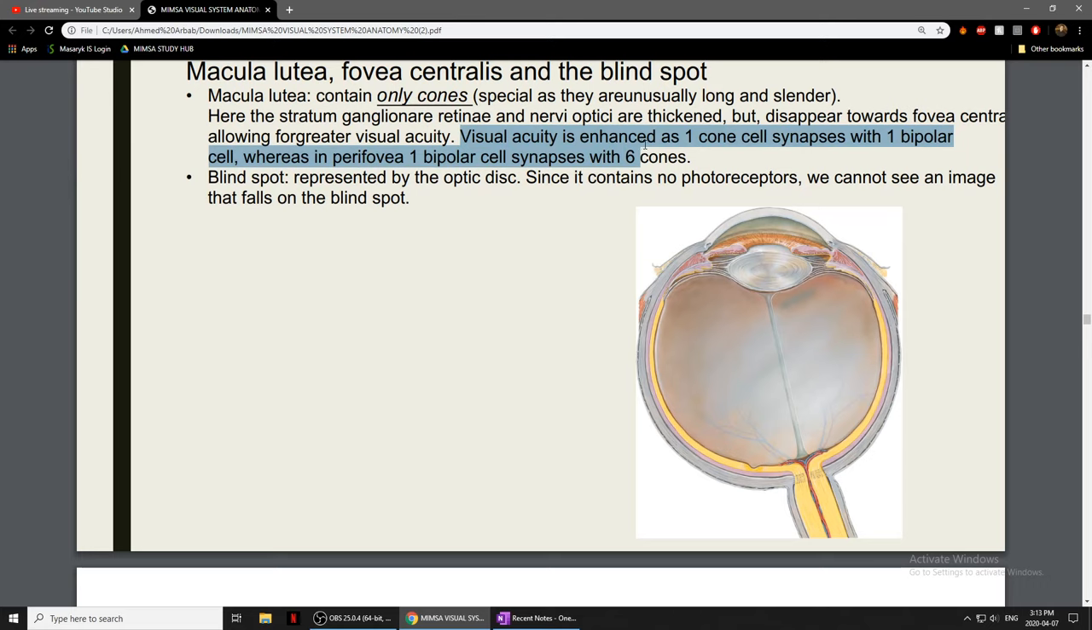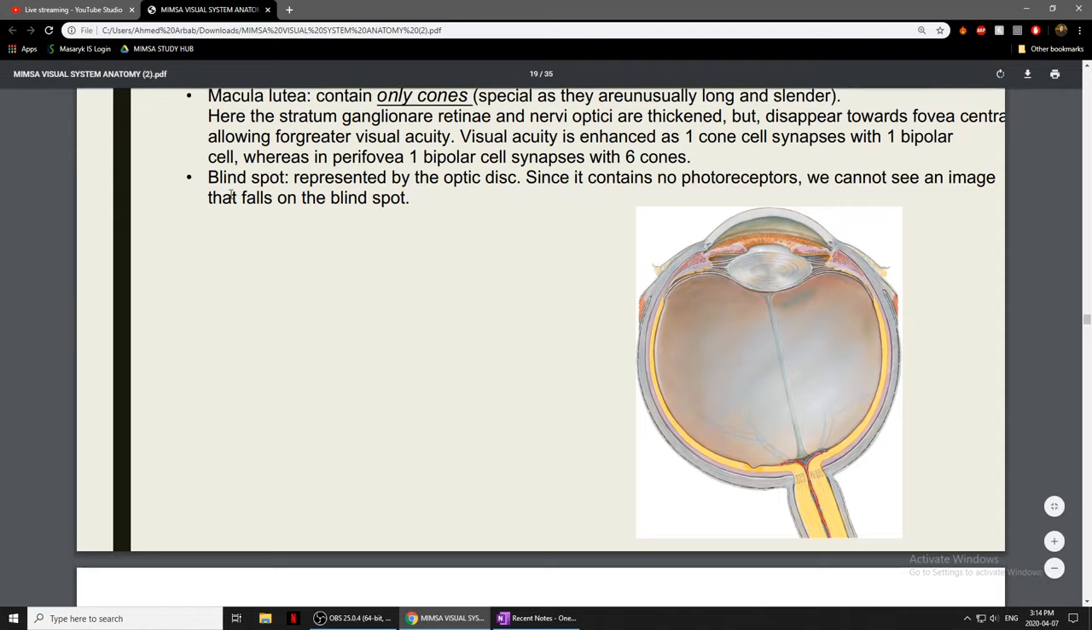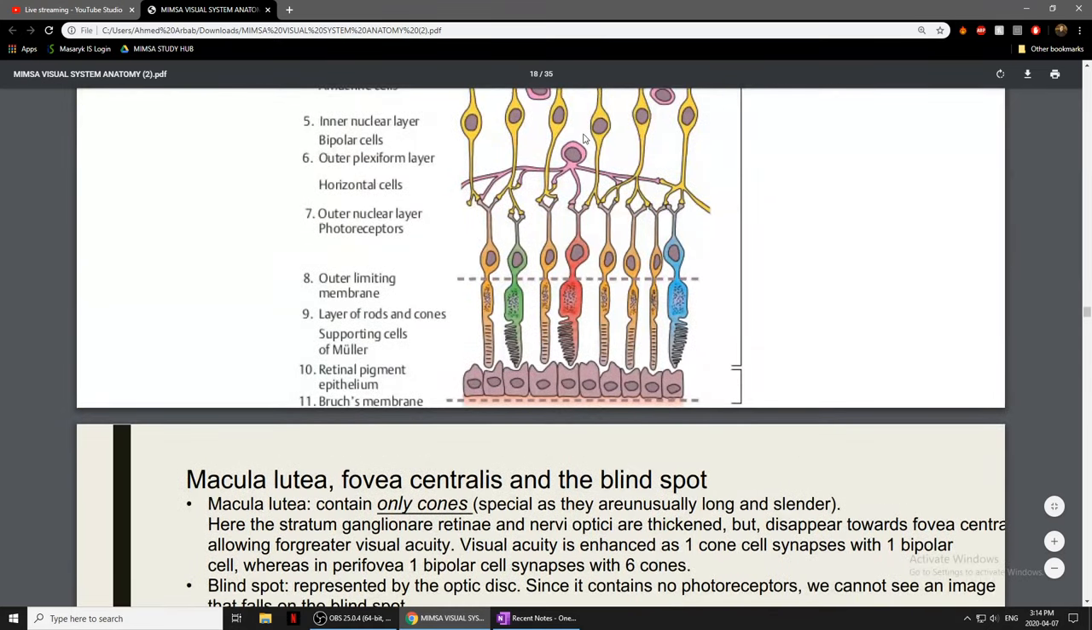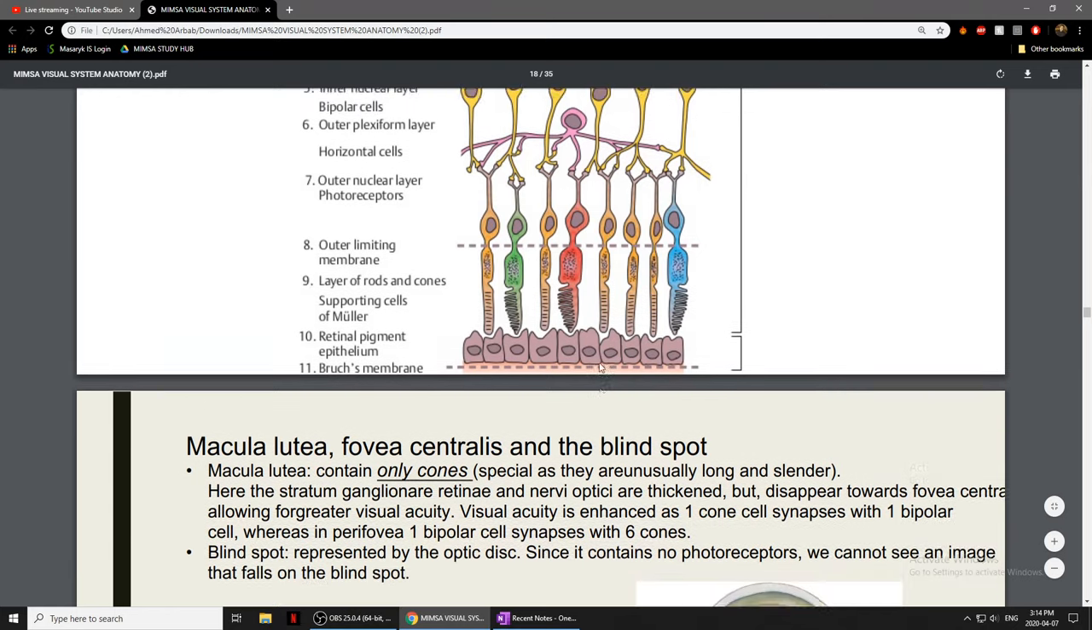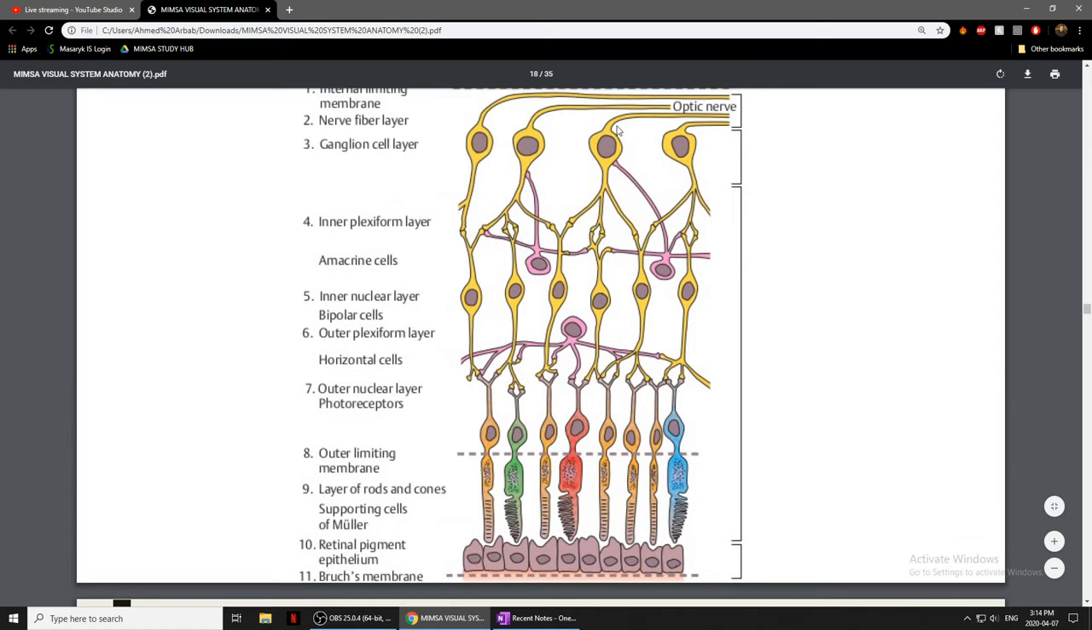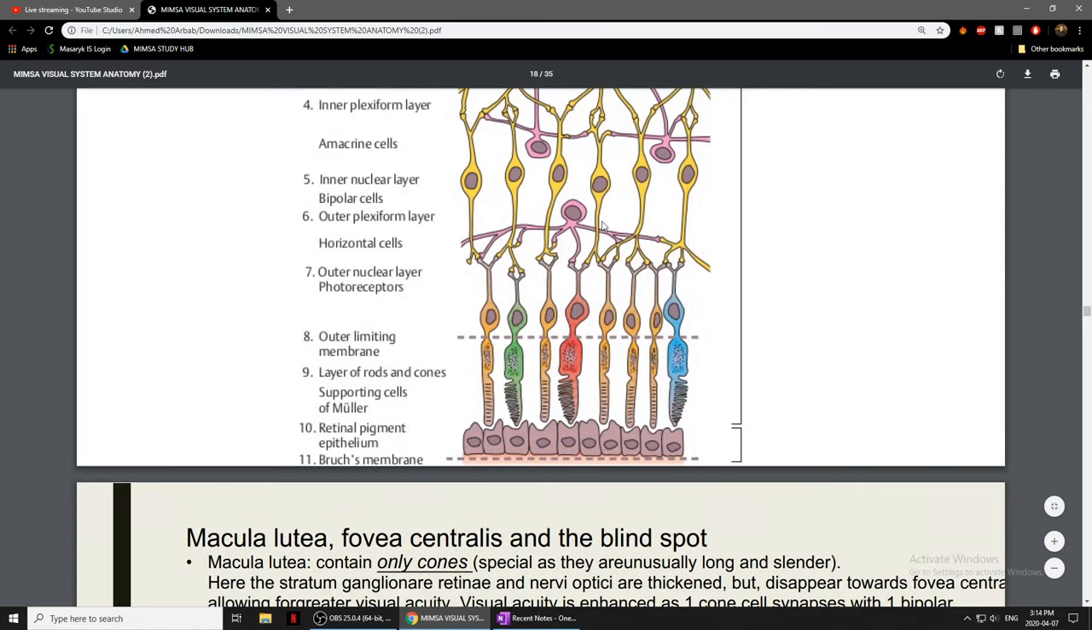The visual acuity is even more enhanced in this area because each cone actually synapses with only one bipolar cell. In the entire retina, all these photoreceptor cells synapse with several different bipolar cells, like each bipolar cell synapses with several of these cells. But in the macula lutea, only one bipolar cell synapses with one cone cell, so all the information from the cone cell goes entirely to that one cell, and it goes for processing along one direction.